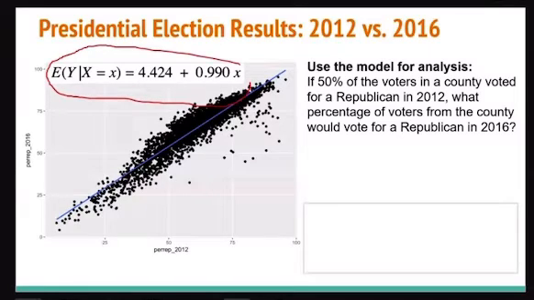I can say, if 50% of the voters in a county voted for a Republican in 2012, what percentage of voters from the county will vote for a Republican in 2016? So what do I want to do now? I actually have information about 2012, and I want to say something about 2016. I will be able to say something about 2016 because they have a connection, a relationship. If there's no relationship, there's no way I'm going to think about that.